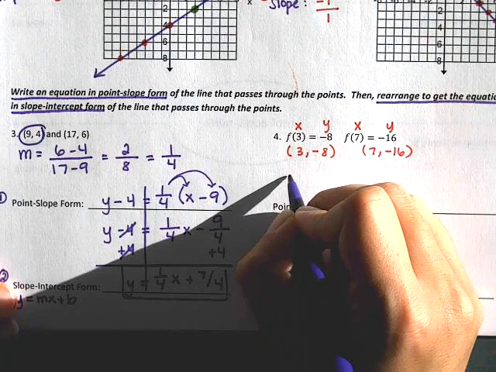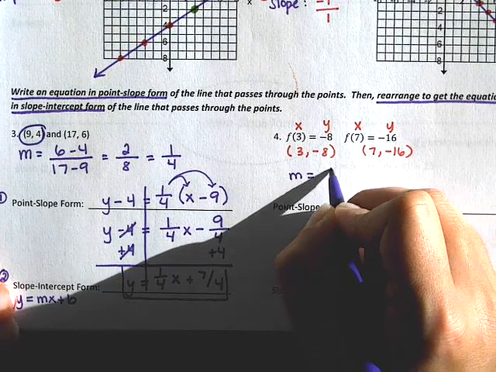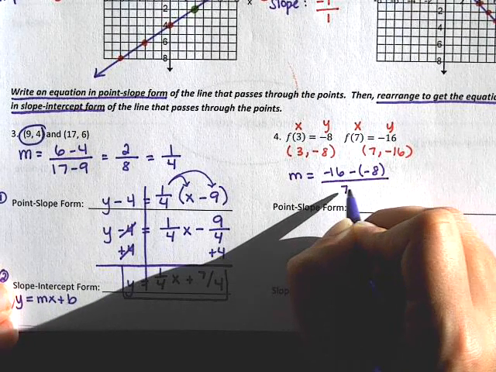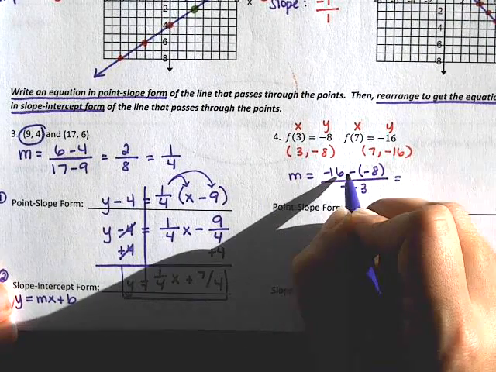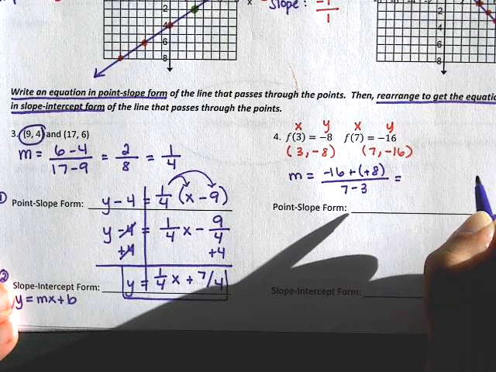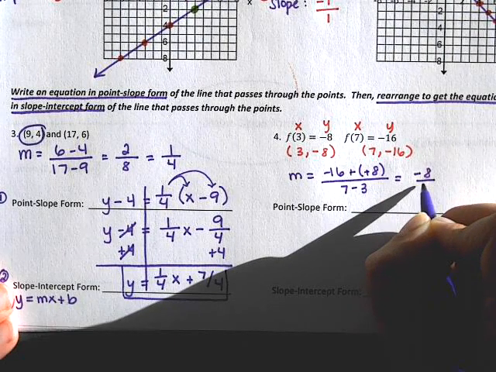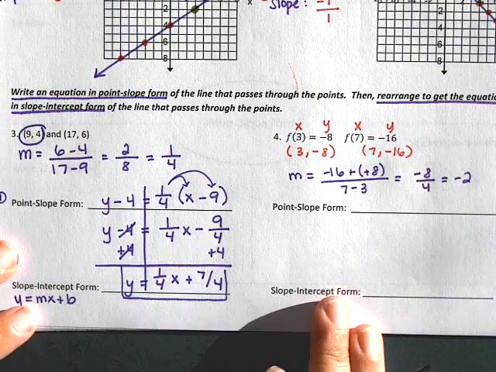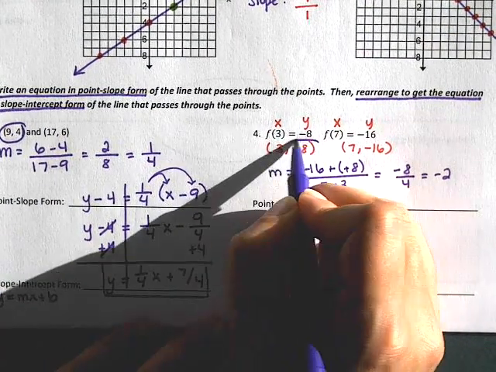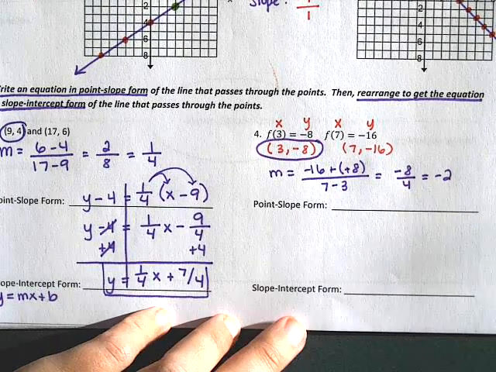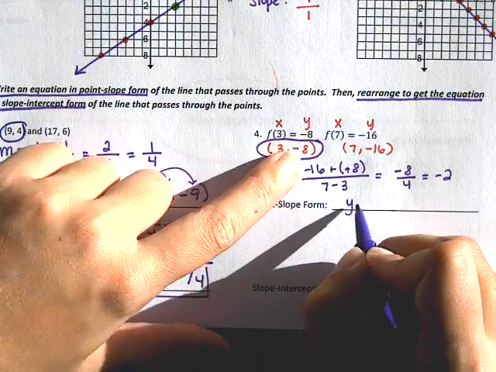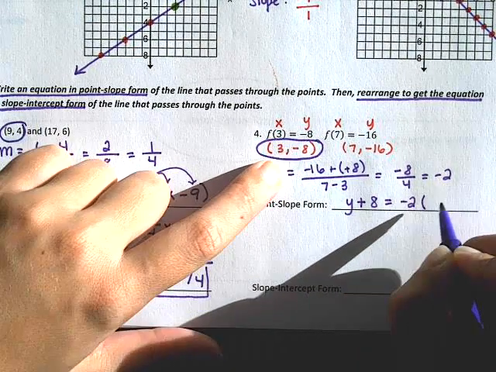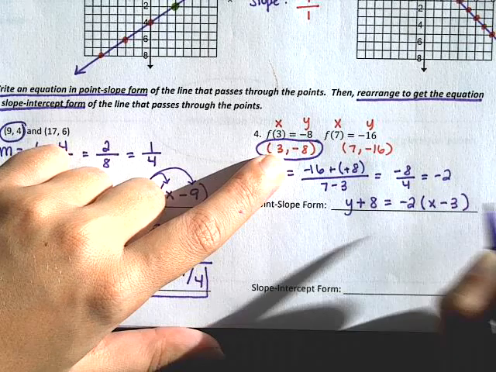So I would have, for getting my slope, (-16 - -8) divided by (7 - 3). Now minus minus makes a plus, so I would get -8 divided by 4, which is -2. Now I'm going to write point-slope form using my first point and my slope. So y minus negative 8 becomes plus 8, equals -2 times (x - 3).